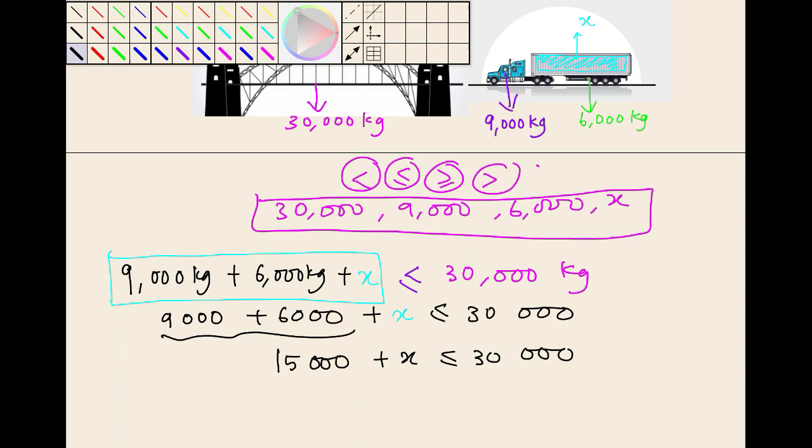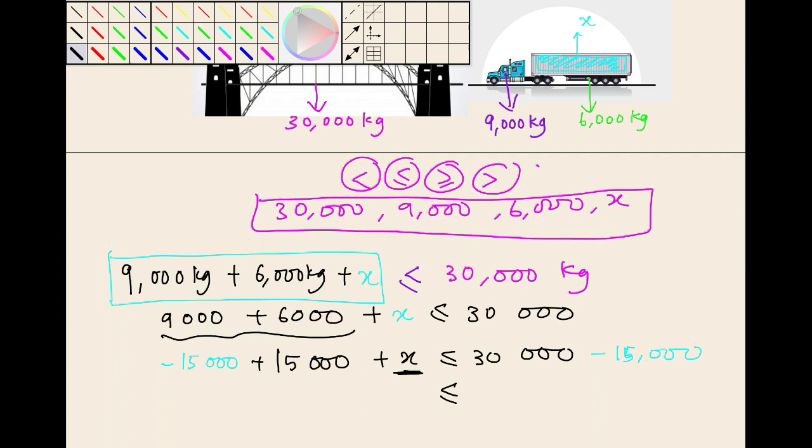So now if you want to leave X alone, because we want to find the value of X, we are solving for X, what is the value of X? To solve for X, we need to eliminate 15,000. So we have to minus 15,000 on the left hand side, and the same thing on the right hand side, you minus 15,000. According to rule number 1, if you add or minus any number, the inequality doesn't change direction. So the inequality stays in the same direction.